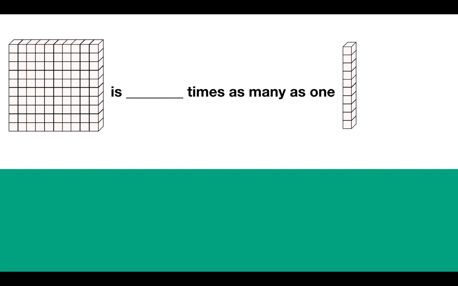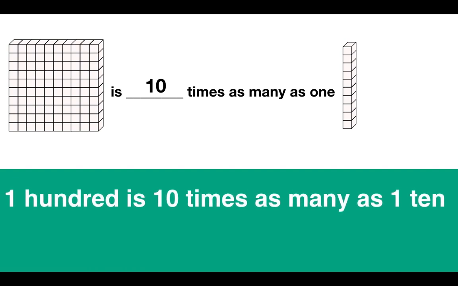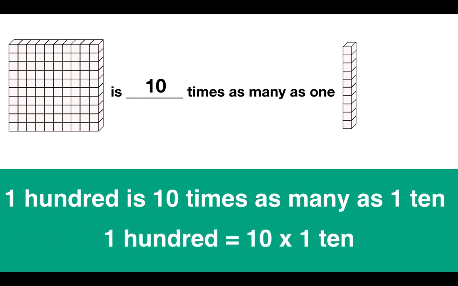We can keep this process going. 100 square is how many times as many as 1 tower of 10? 100 square is 10 times as many as 1 tower of 10. So you can write the sentence, 100 is 10 times as many as 10, or using multiplication can say 100 equals 10 times 10.